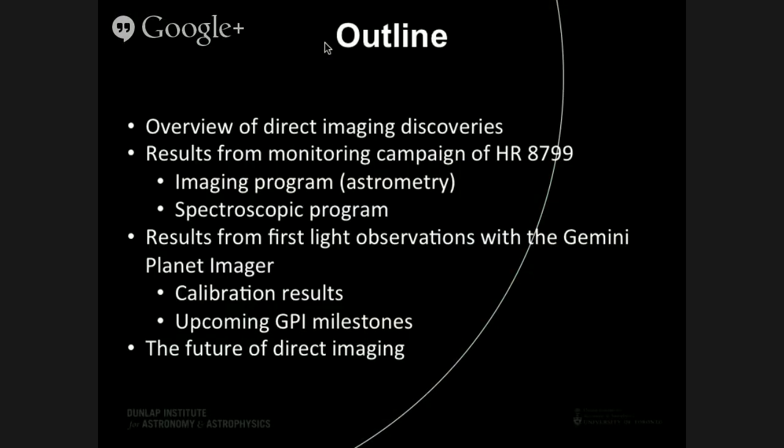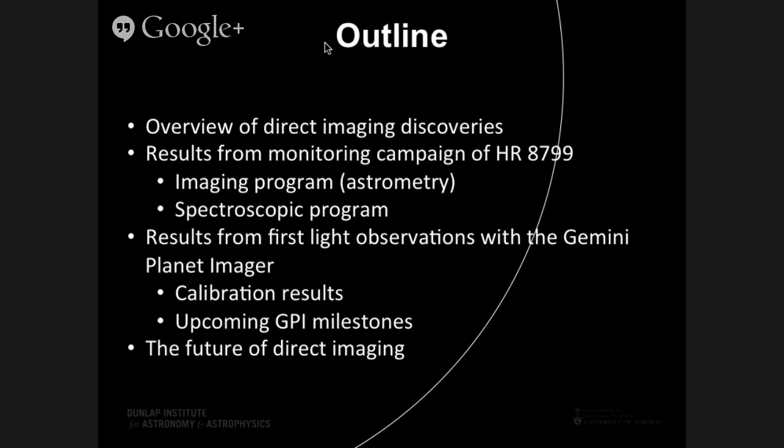So here's a quick outline of what I'm going to talk about. First, I'm just going to do a quick overview of some of the direct imaging discoveries that have happened so far and where we are right now with that. And then I'm going to talk in detail about the results from our ongoing monitoring campaign of one of these directly imaged multi-planet systems, which is called HR 8799. So we have both an imaging program specifically designed to try to do high precision astrometry, and also a spectroscopic program that I'll talk about as well.